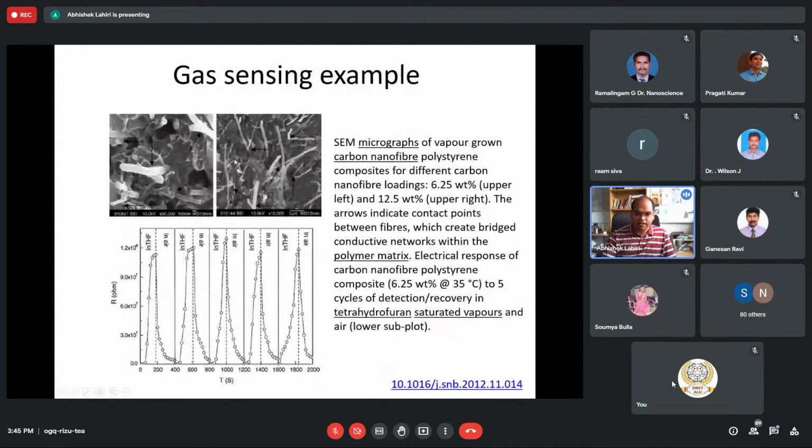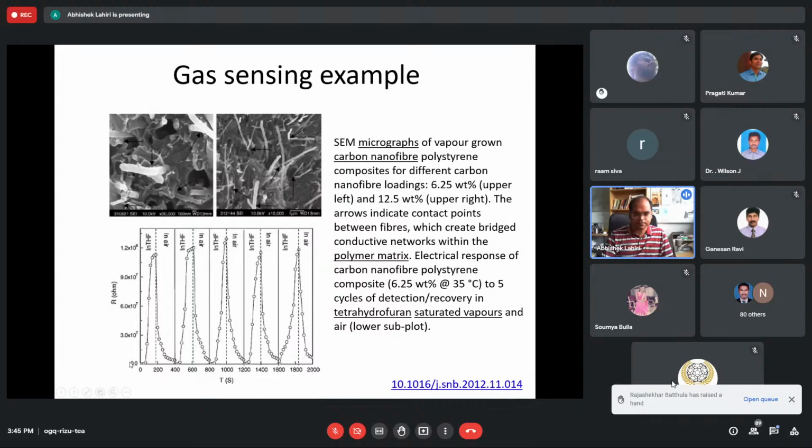When you pass air over this carbon nanofiber polystyrene electrode, what you see is the resistance is almost zero. Here you have a graph between resistance, which is the y-axis, and time. So they are looking into what happens with the sensing with time. When you have air in the system, you have a resistance of 0. And when you pass in THF, which is tetrahydrofuran, along with the air, you suddenly have a high resistance. Once you remove the THF, the resistance drops down. Again, when you have THF, the resistance goes up.